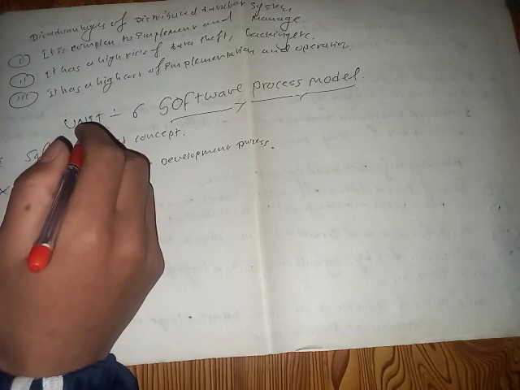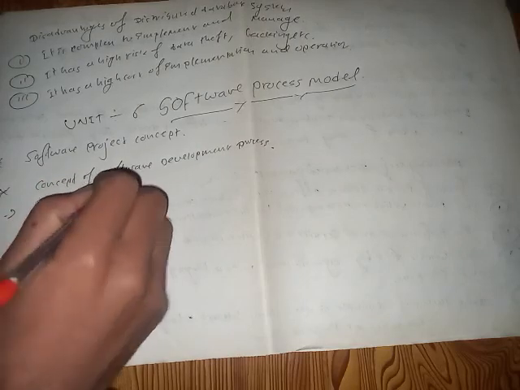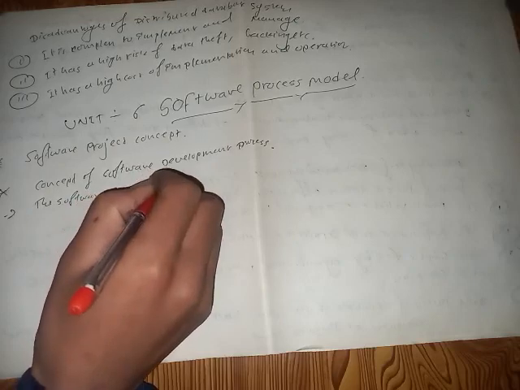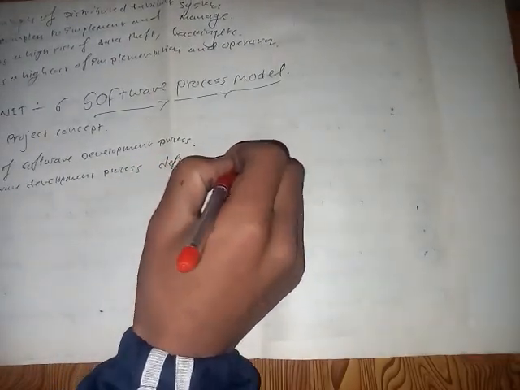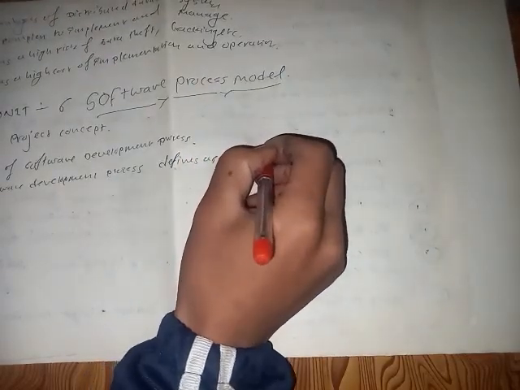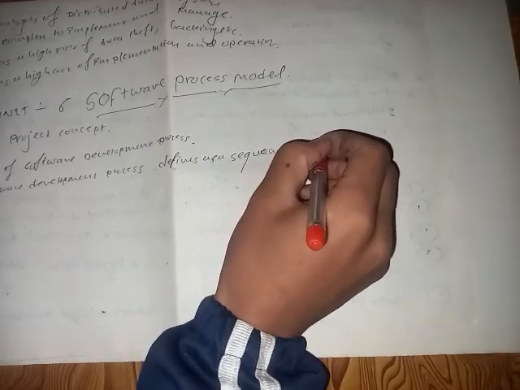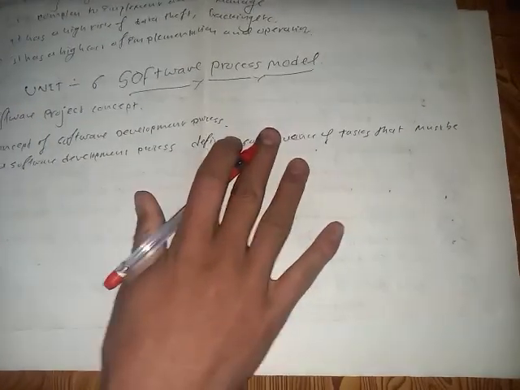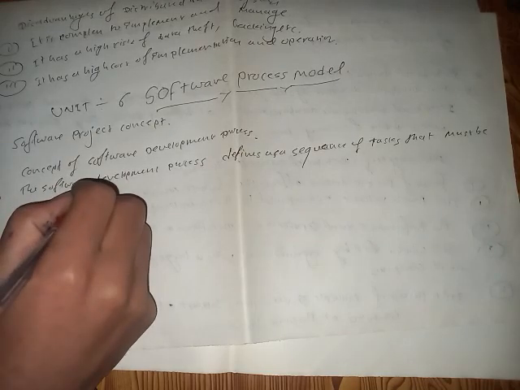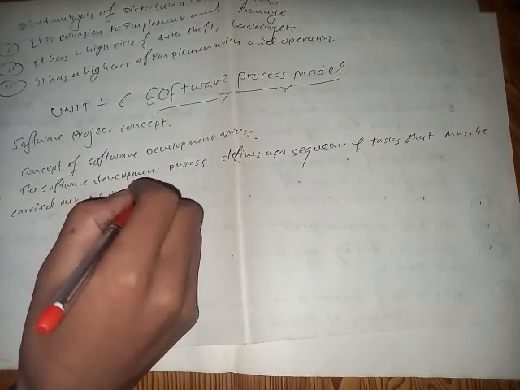The software development process is defined as a sequence of tasks that must be carried out to build new software.